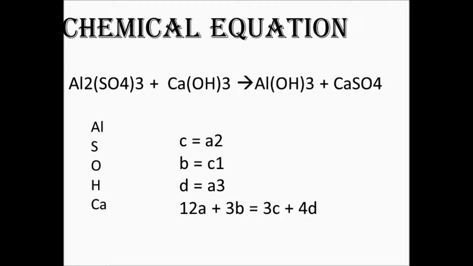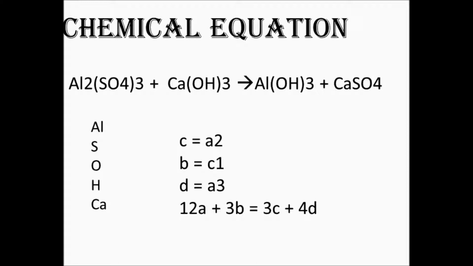This equation includes 5 elements. These elements are Al, K, H, O, S. For balancing it needs 4 coefficients. Then it converts to Al2 SO4 3 plus B KOH equals C Al(OH)3 plus D K2SO4.